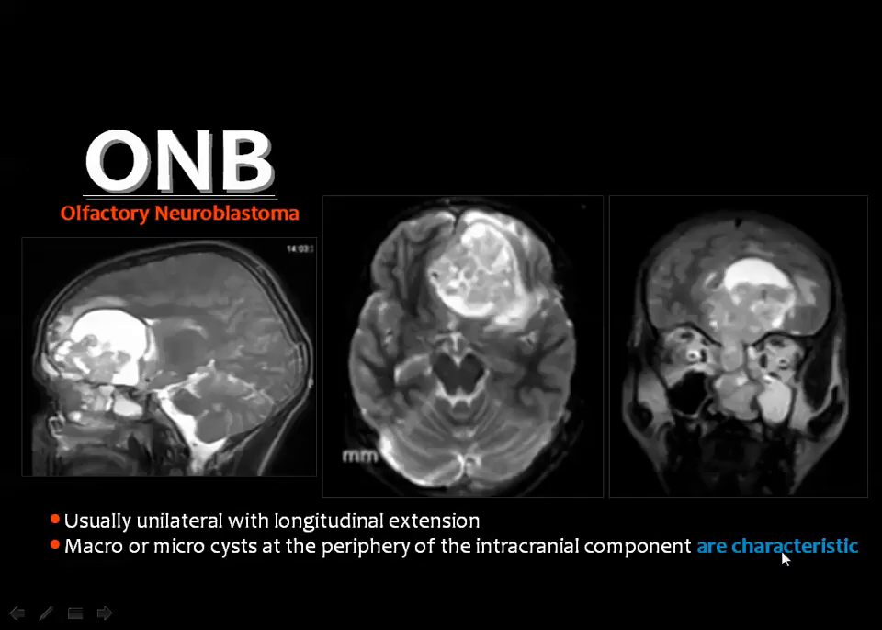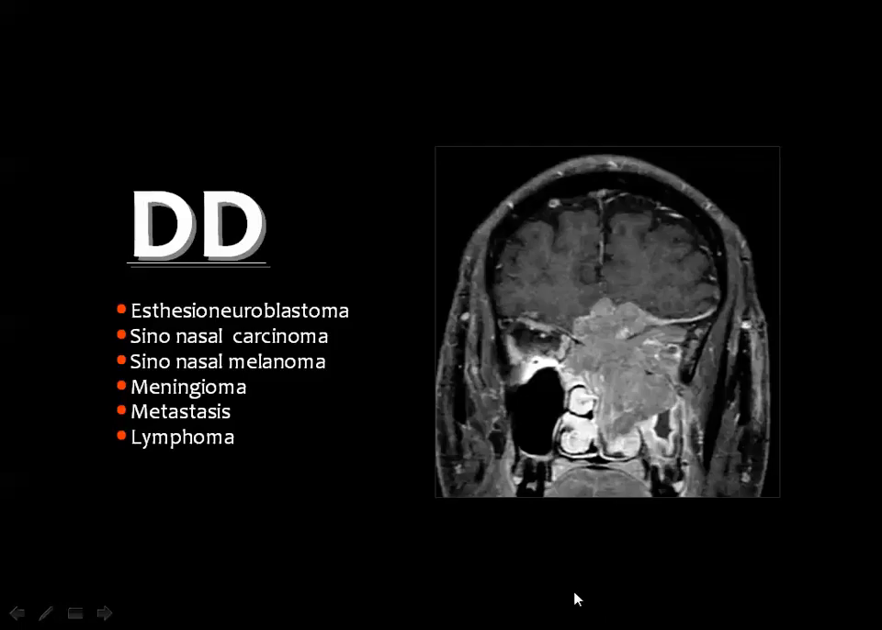This is what's known as the micro or macro cysts at the periphery or the border of the tumor, between the tumor and the brain. You may get some cysts here. These cysts may be very small or maybe sizable like this. They are characteristic, but they are not seen in every case.